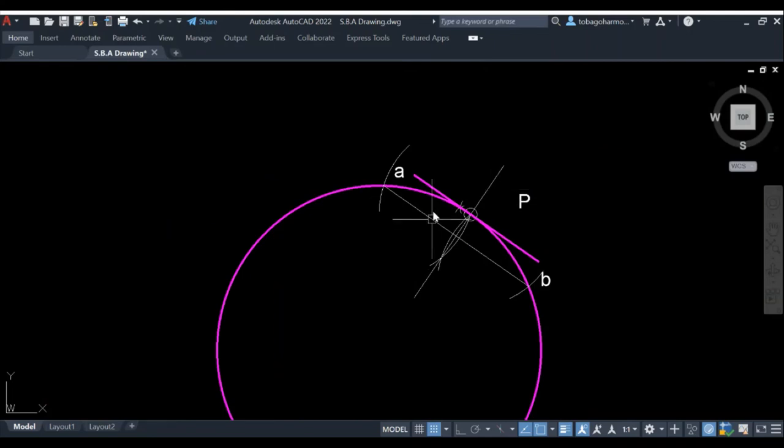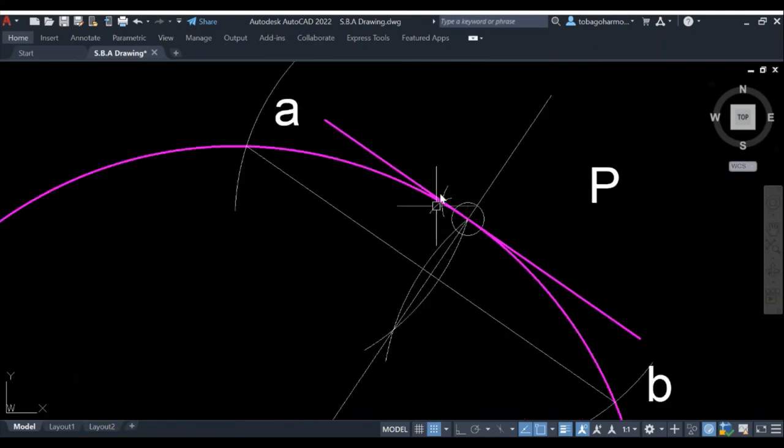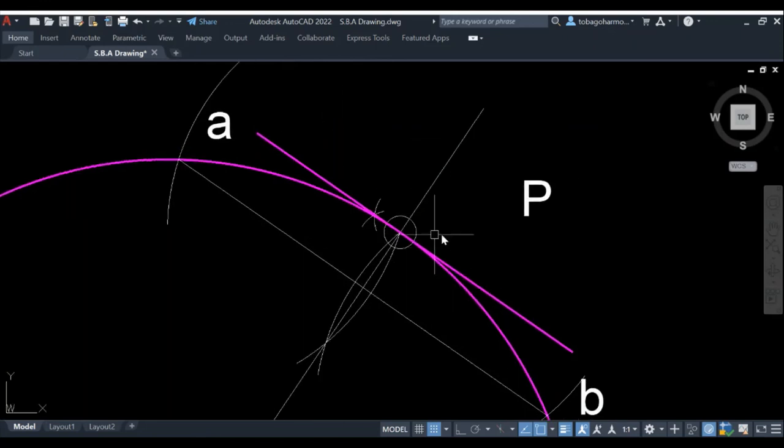This is how you draw a tangent at any point on the circumference of a circle. I trust that you'd have learned something from this video.